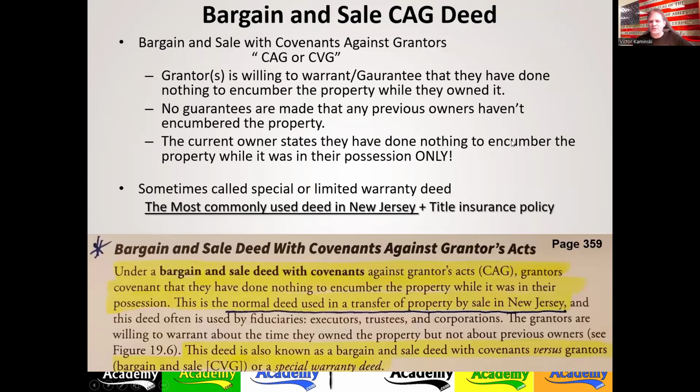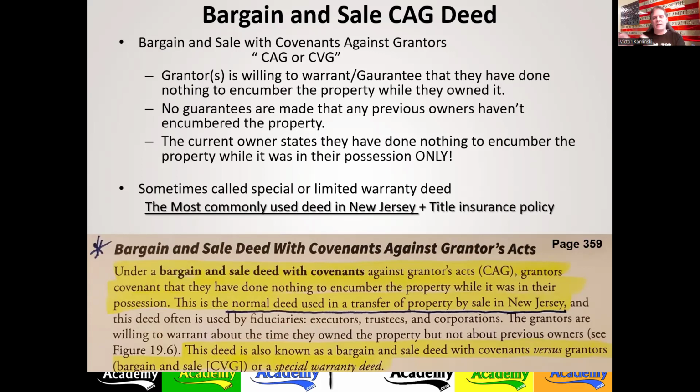So most commonly used in New Jersey is the bargain and sale CAG, also known as a CVG type deed, or a special or limited warranty deed. With this type of deed, the owner is saying that as long as I've owned the property, I have done nothing to encumber it. I can't guarantee you anybody throughout history before me. For that, do your own due diligence, do a title search, and get title insurance. I'm only guaranteeing the quality of the title for as long as I have owned the property, that I have done nothing to encumber it. So this is the most common type of deed that's used in New Jersey.